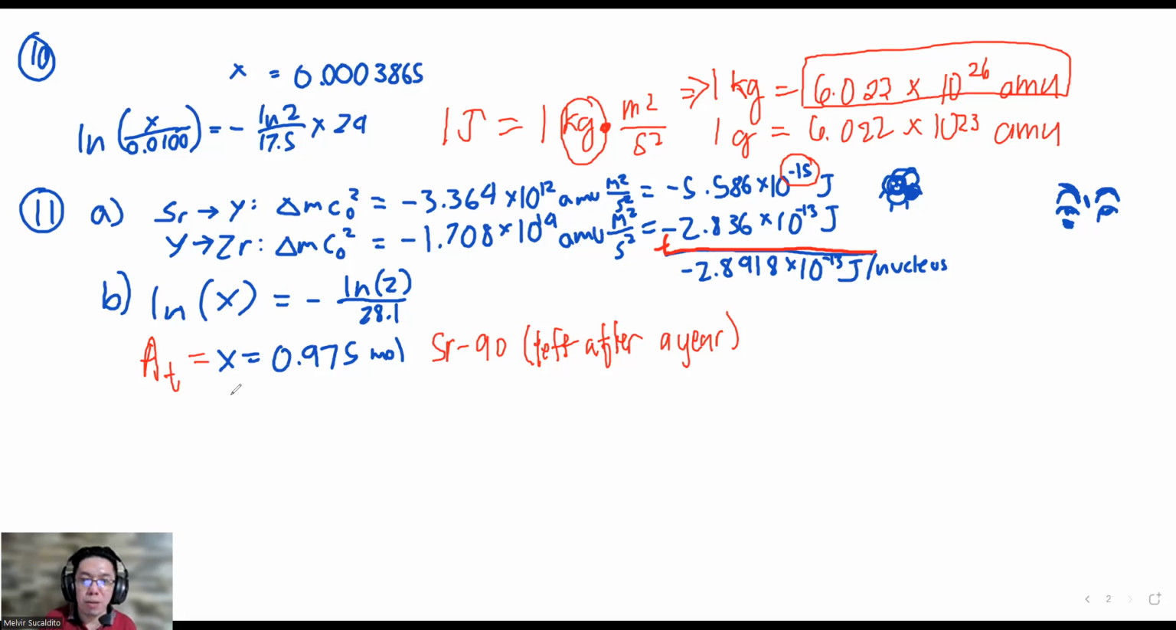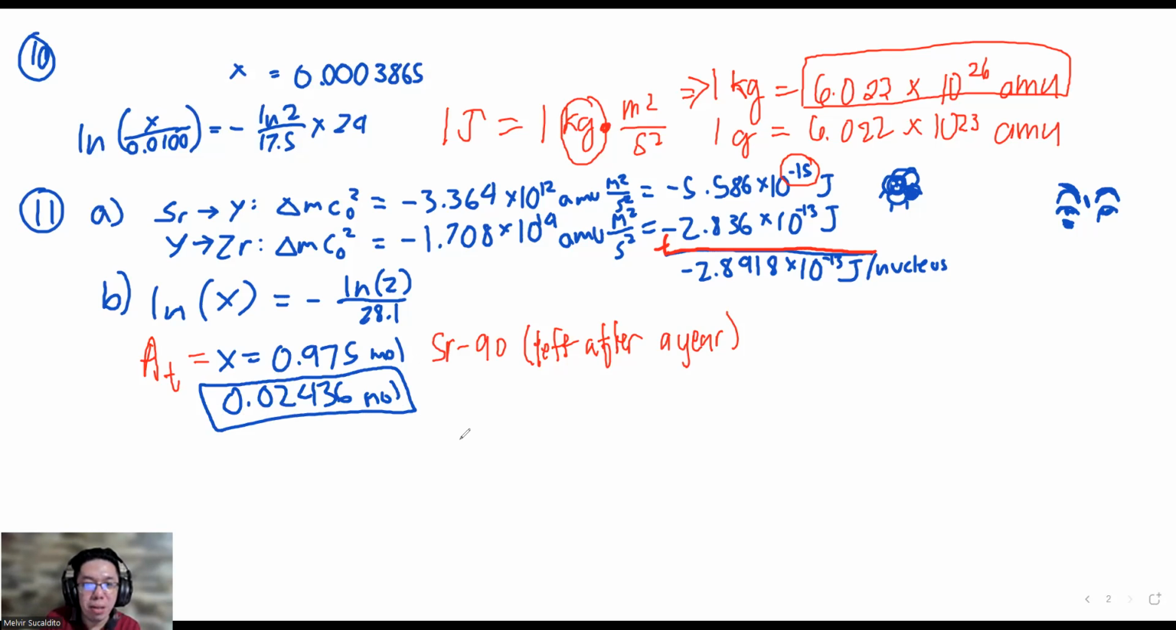Okay, good. Sige, kunin mo. Ayan na yung ibabox mo. Okay, good. That is the answer. 0.0246 moles of strontium-90 decayed after a year. Okay, that's letter B. You now proceed to letter C, Josh.